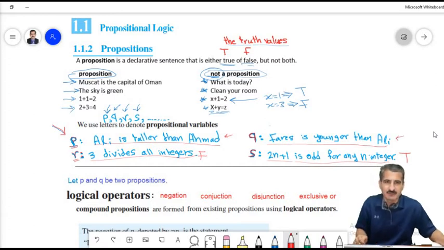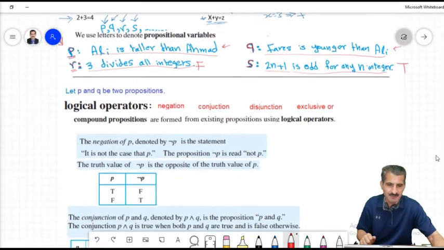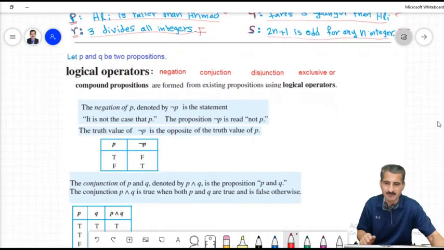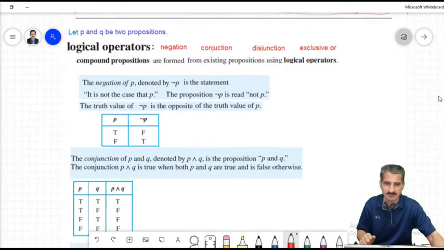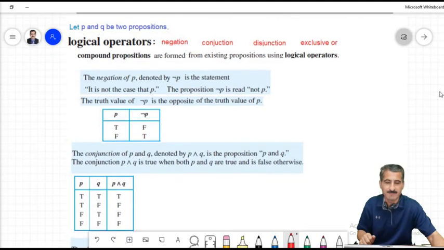So what I wanted to say here is that sentences, or more precisely propositions, are denoted by letters. We agree with that? Small letters mean a sentence which is a proposition.